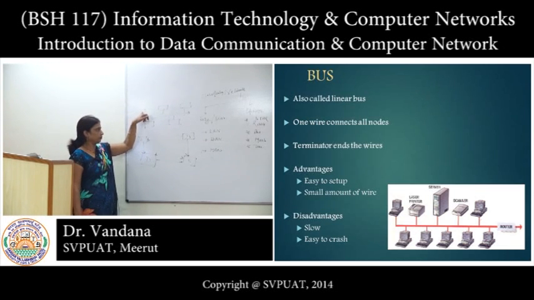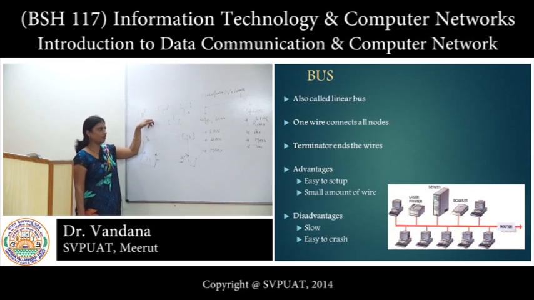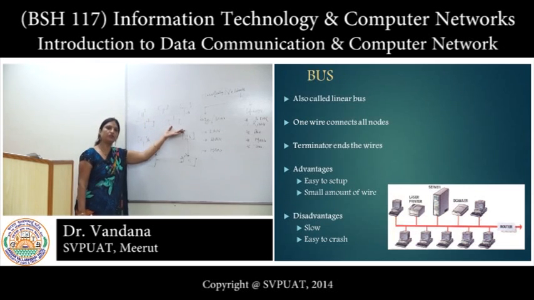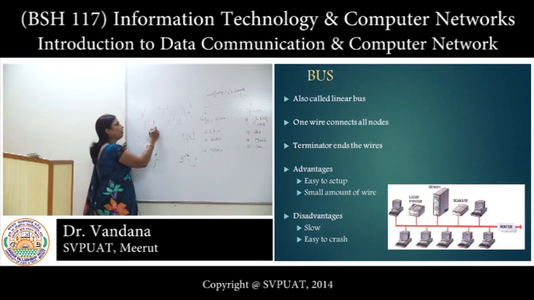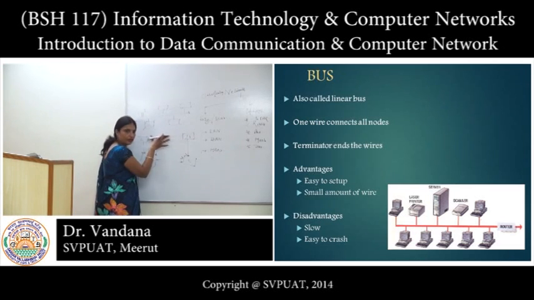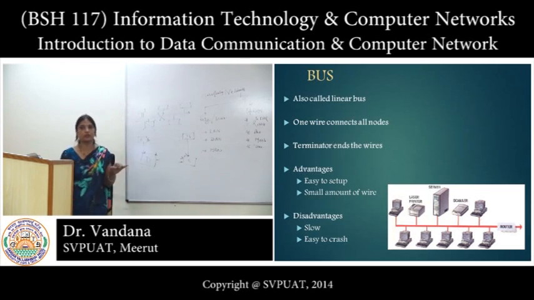So this is the simplest type of topology, but again it has some limitations. Failing of this node will not affect the entire network, but failing of this communication line will stop the entire network from working.